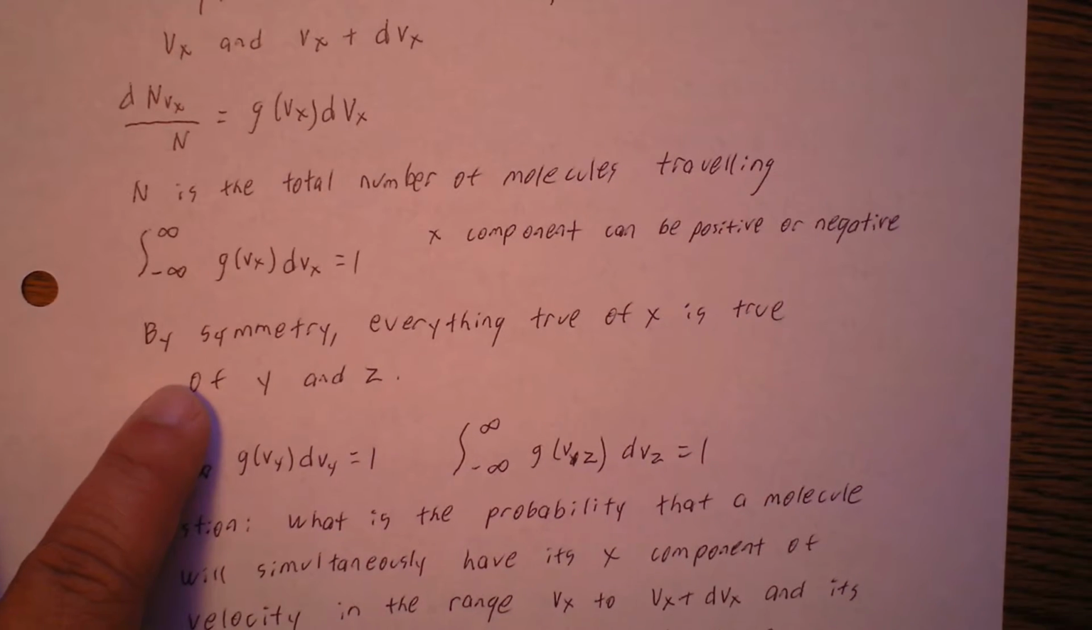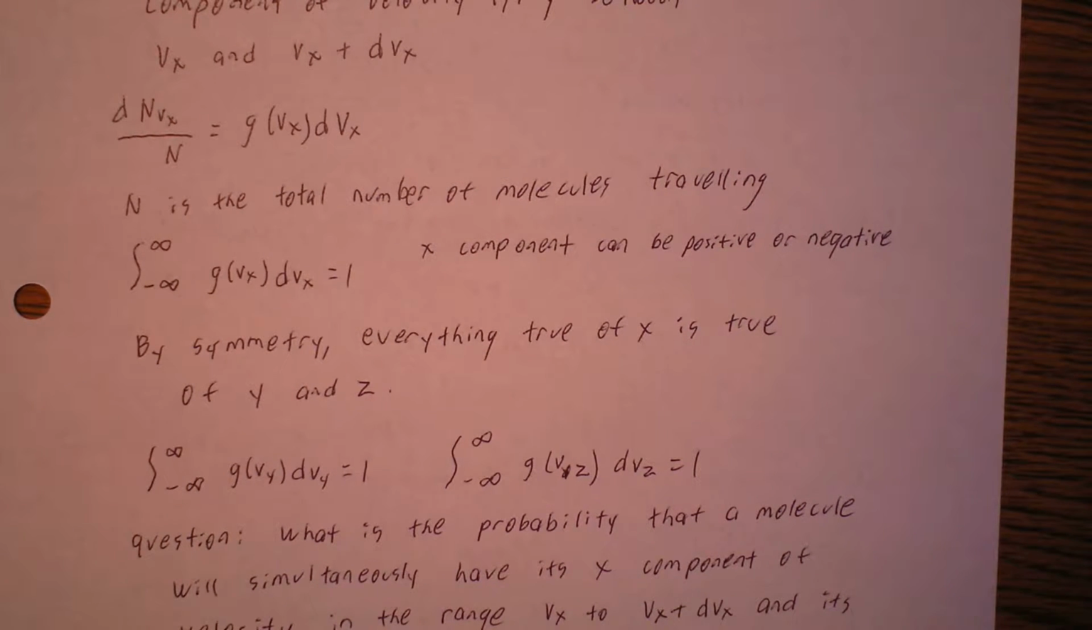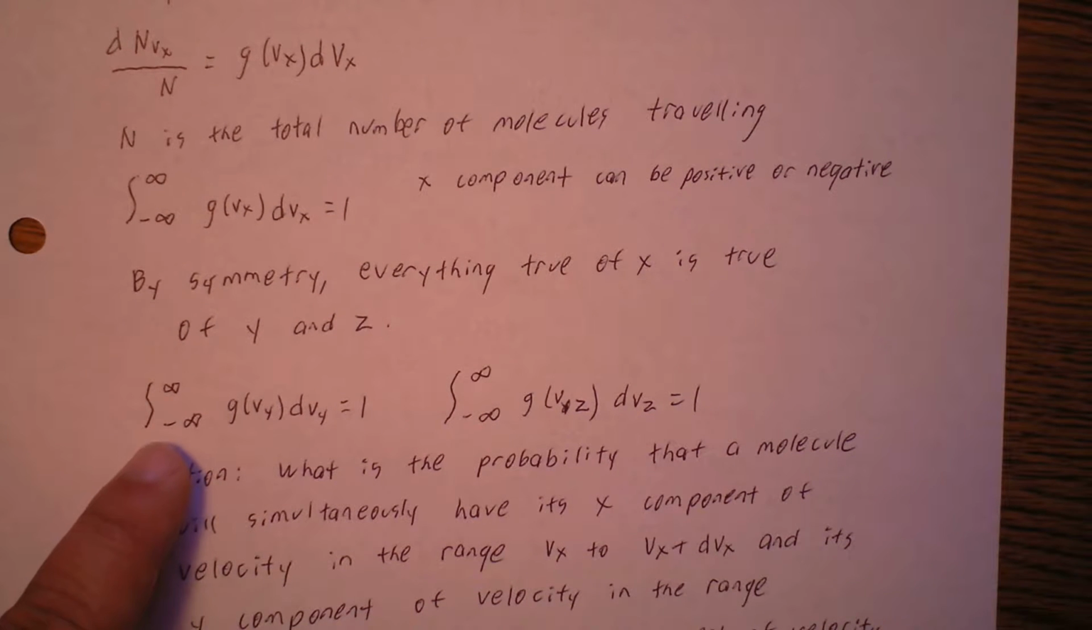And again, we're assuming it's symmetric, therefore everything that we say for x is also going to be true for y and z. Therefore, we also have the definite integral from minus infinity to infinity of g of vy with respect to vy, which has to equal 1. And the definite integral from negative infinity to positive infinity of g of vz with respect to vz also has to equal 1.